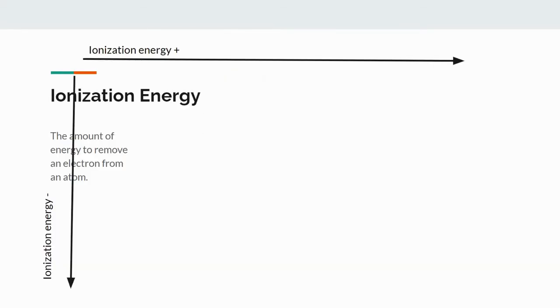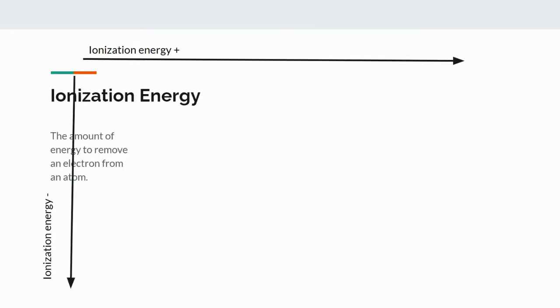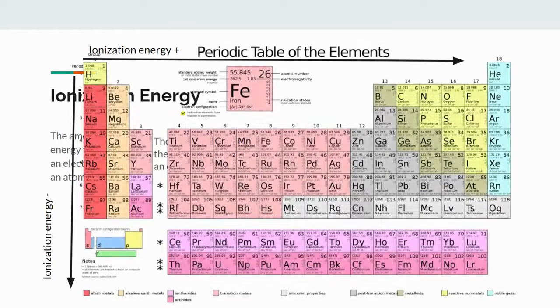Next, let's talk about ionization energy. Ionization energy is the amount of energy required to remove an electron from the atom. The smaller the atom, the harder to remove an electron. So helium would be one of the hardest atoms to remove an electron from because it's one of the smallest. As you go from left to right, the ionization energy required increases, and as you go top to bottom, the ionization energy required decreases.